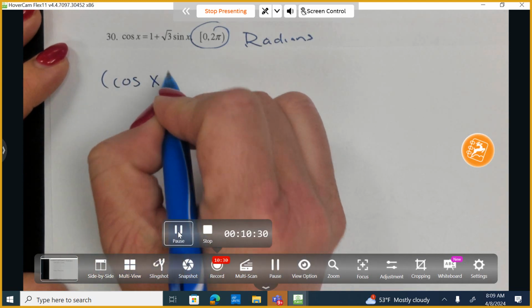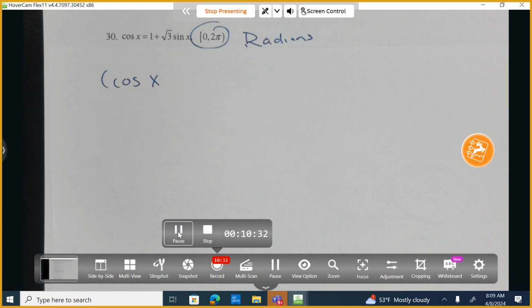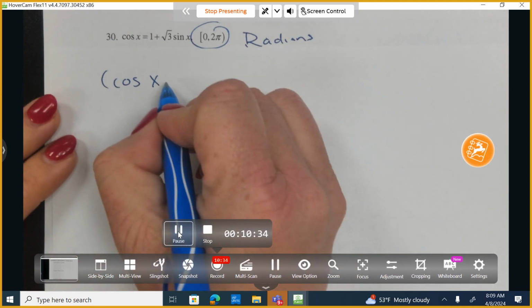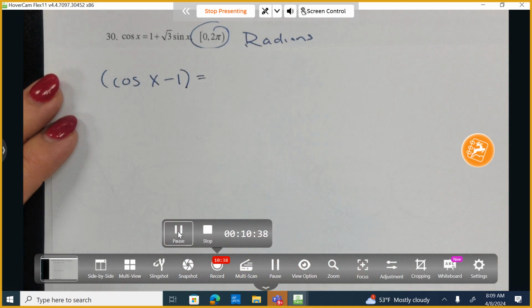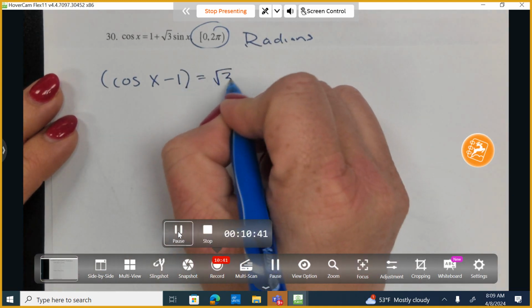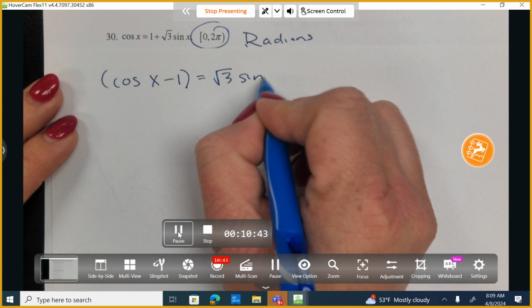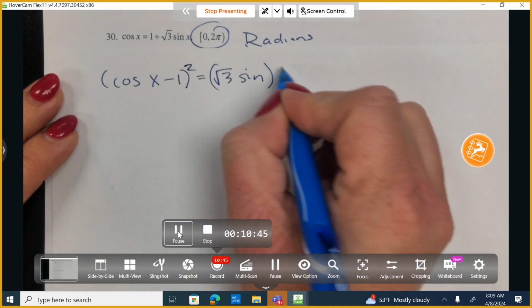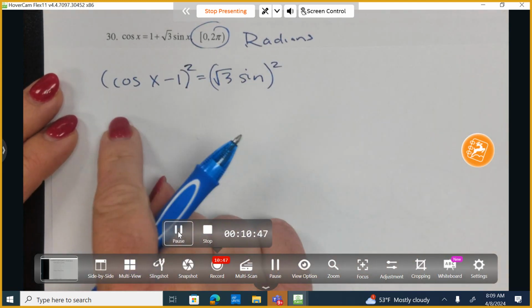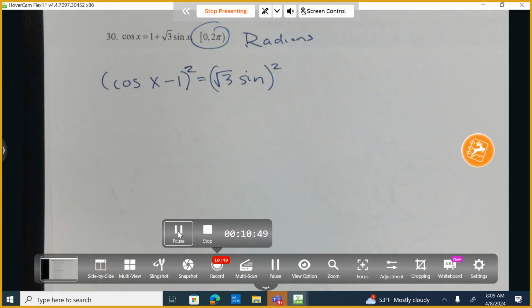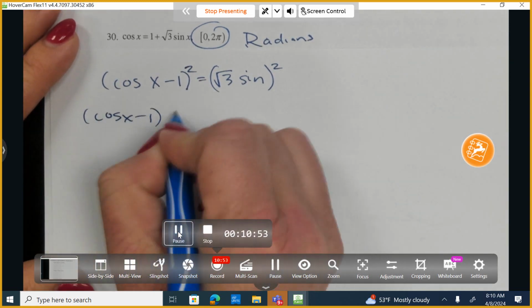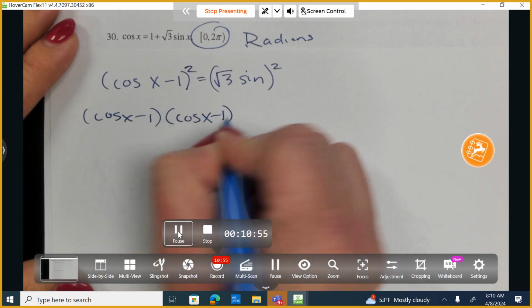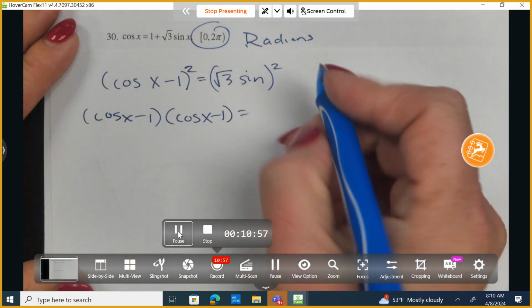Cosine x, and you know what? Let's move 1 to the other side, because we know that when we square cosine x minus 1, we may come up with something that we recognize. So let's move the 1 to the opposite side right now, and then we're going to square both sides. As long as we do the same math operation to both the left and right hand side, we have not broken any math rule. I'm going to write this out twice, because that's what squaring means. It means we take the base times itself 2 times.